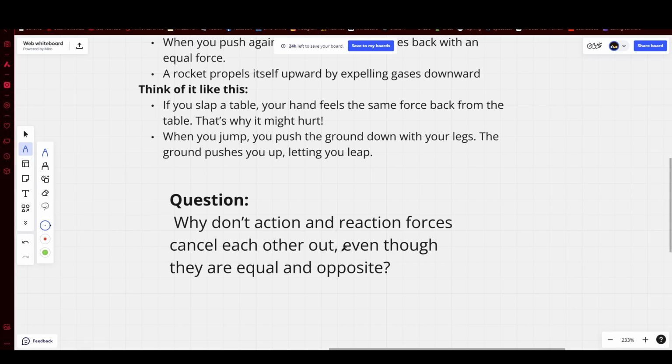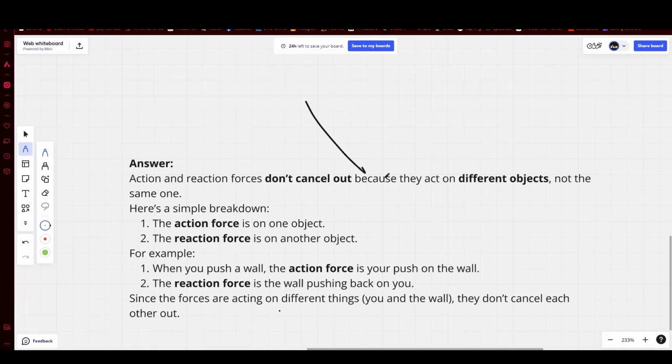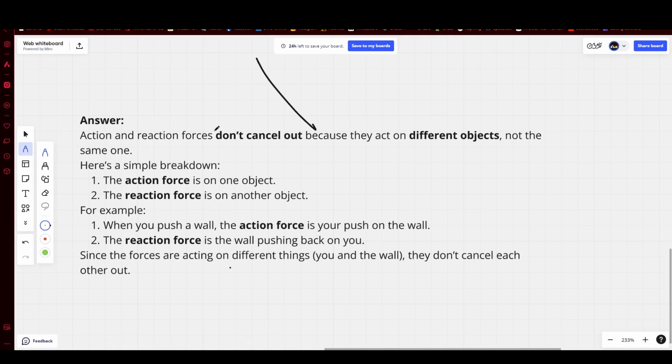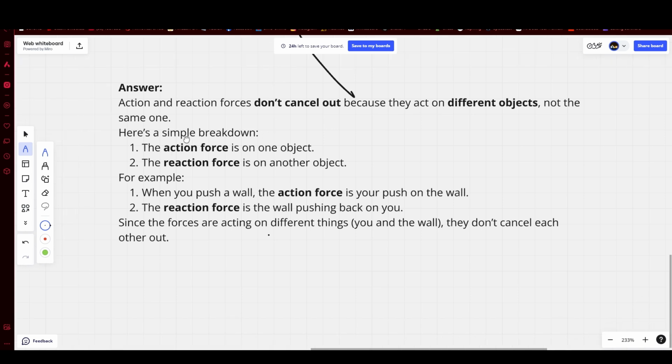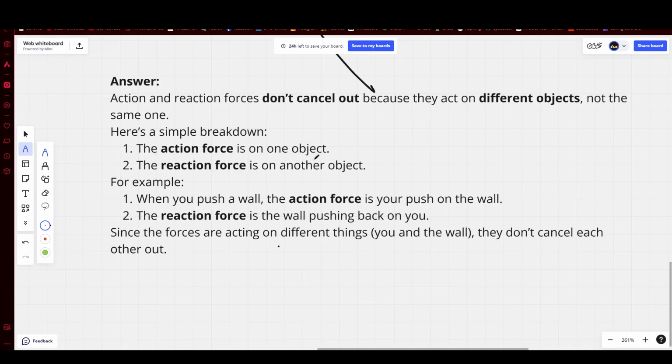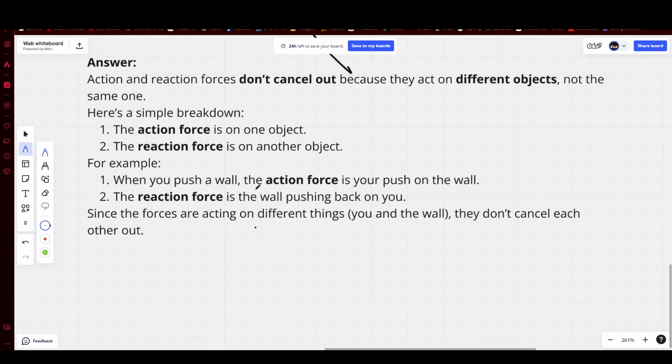Why don't action and reaction forces cancel each other out even though they are equal and opposite? Well, the answer is because action and reaction forces act on different objects, not the same one. So here's a simple breakdown. The action force acts on one object and the reaction force is on another object. For example, when you push a wall, the action force is your push on the wall. That force is acting on the wall. But the reaction force is the wall pushing back on you. Since the forces are acting on different objects, they do not cancel each other out.